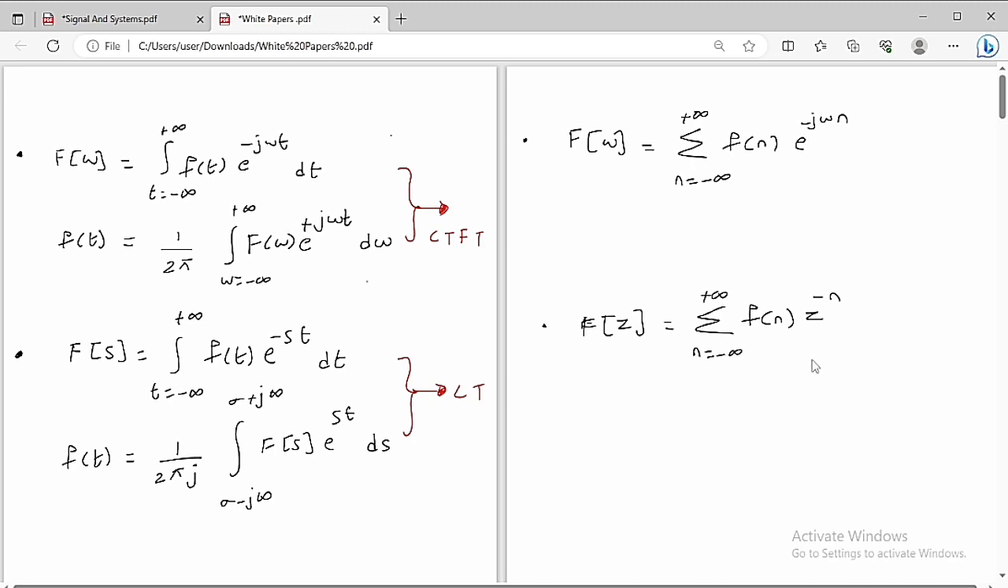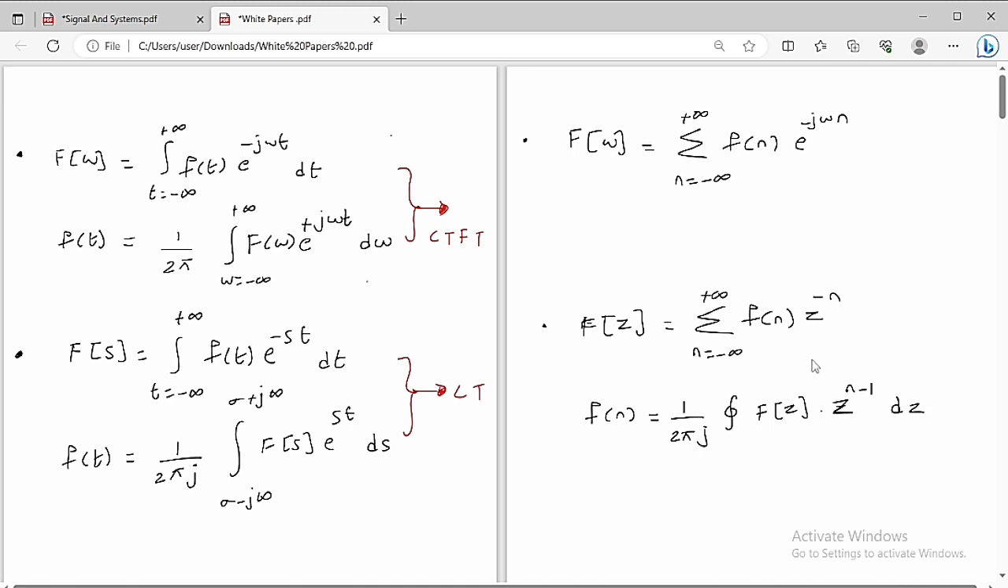Then if you want the reverse expression, how to write it? f of n is equal to, just now we have discussed the formula, same as it is here, replace t by n. That's it. 1 by 2 pi j, closed contour integral of F of z into z to the power of n minus 1 into dz. So this is the formula.